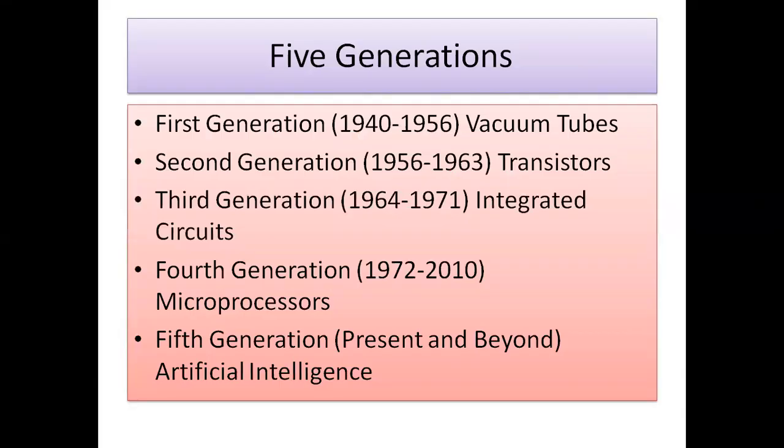First generation. It is used from 1940 to 1956 and it is named as vacuum tubes. Coming to the second generation, it is used from 1956 to 1963 and it is named as transistors. Coming to the third generation, 1964 to 1971 and named as integrated circuits. Fourth generation are named as microprocessors and is used from 1972 to 2010. Coming to the fifth generation, which is named as artificial intelligence, that is what we are using in the present situations. Okay, children. So let us know each of them in detail.